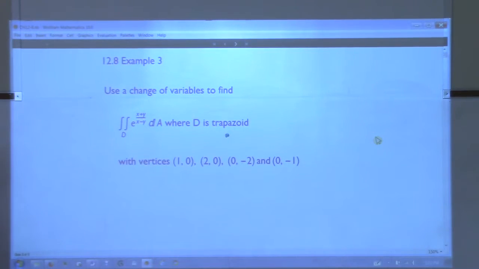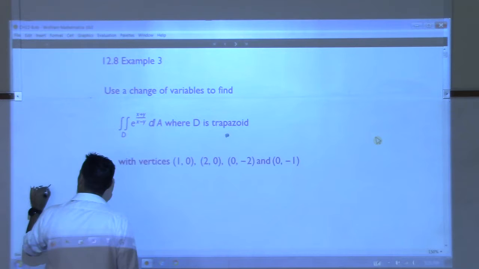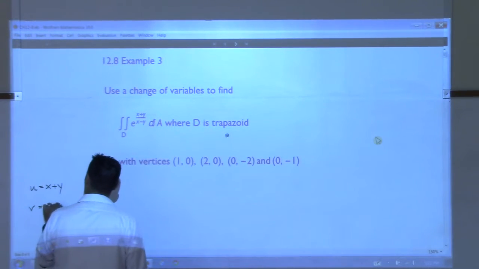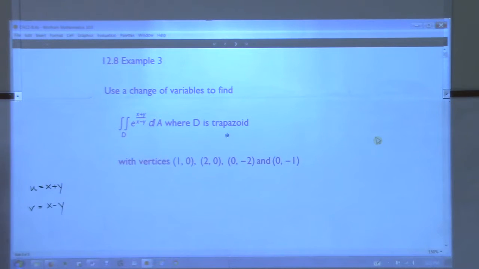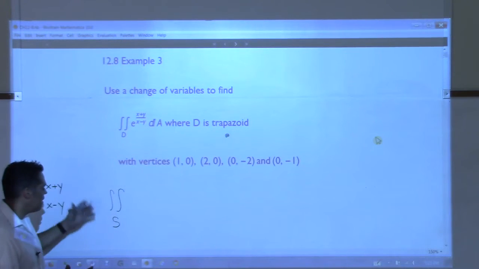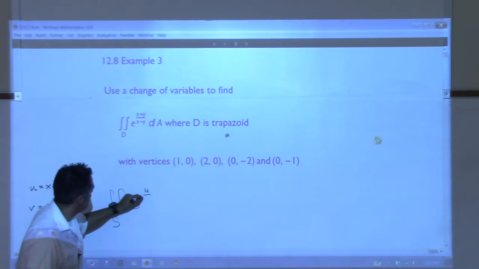So I'm going to come up with a transformation now. Watch the transformation I'm going to use. I'm just going to let u be x plus y, and I'm going to let v be x minus y. If I do that, then this new double integral will become the double integral over some region S. I'm not quite sure what it's going to be yet, but it'll become e to the u over v.